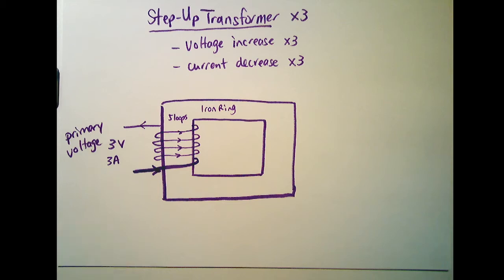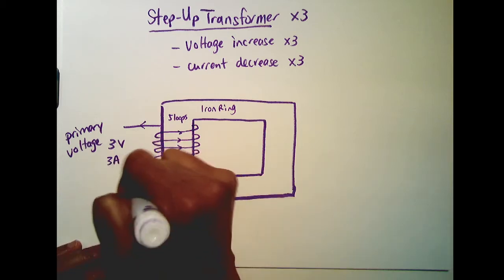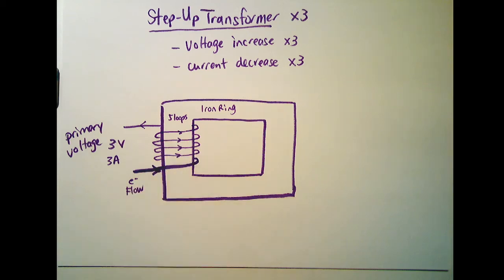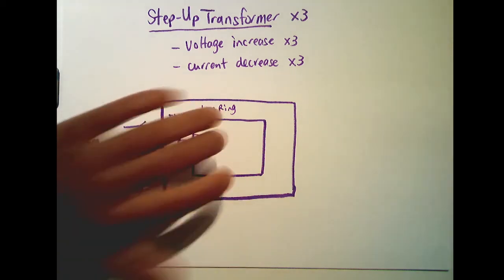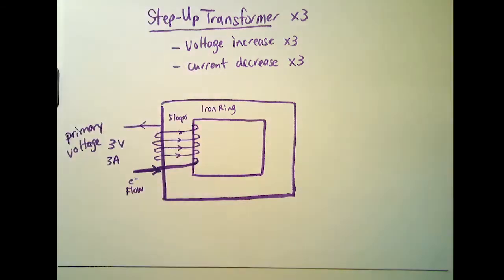If I use my left-hand rule, again, I'm drawing out electron flow. So I'm going to use my left hand. This here is going to be out in front, and then there's a thumb pointing down. So this is going to be a north pole. Perfect.